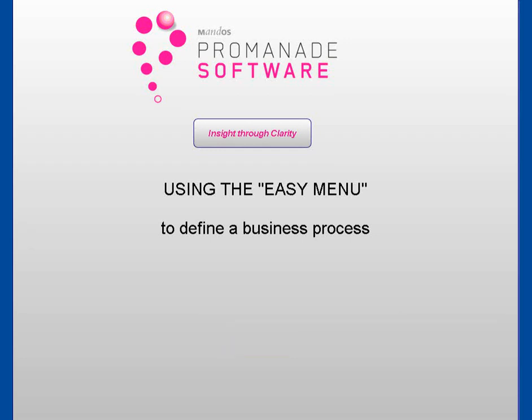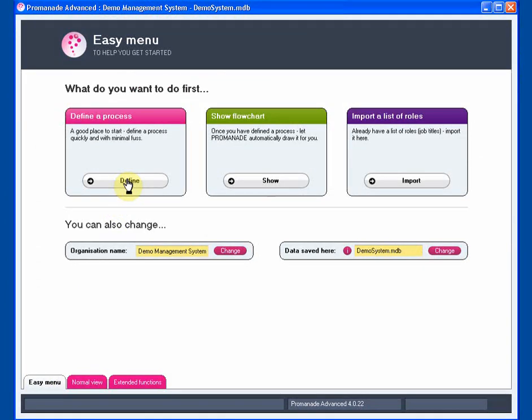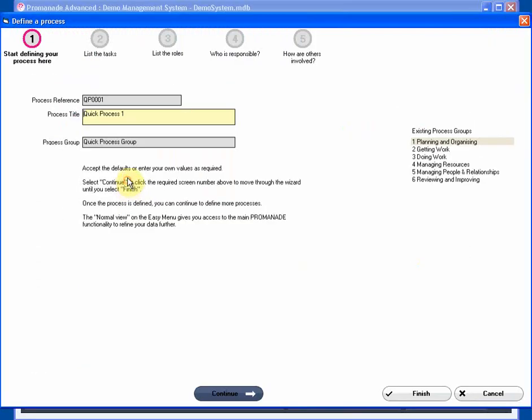Promanade software, using the Easy menu to define a process. Make sure the Easy menu tab is selected, then click Define. You can either accept the default values or key in your own information as required. If you have an existing dataset open, just drag across from the list.